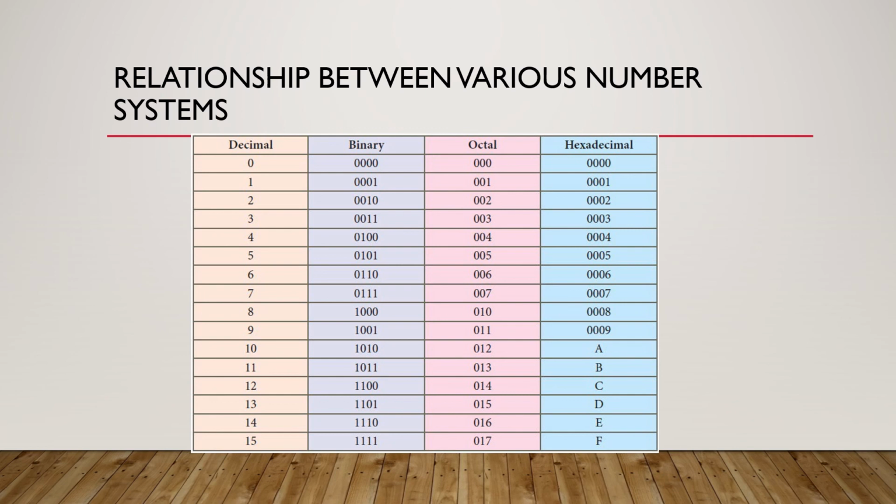Given in this slide, we can see the relationship between the various number systems. We can note that each hexadecimal digit is represented as a group of 4 binary digits, and we can also see that the hexadecimal digits A to F are equivalent to the decimal values 10 to 15.